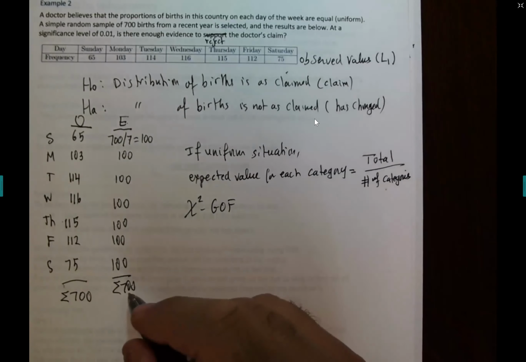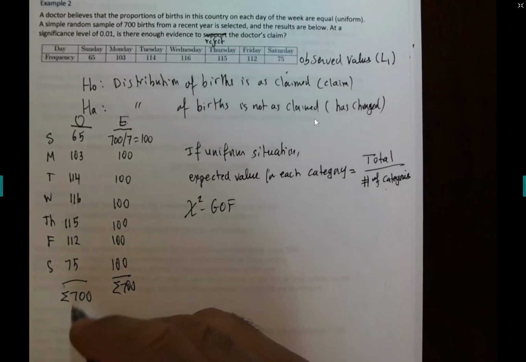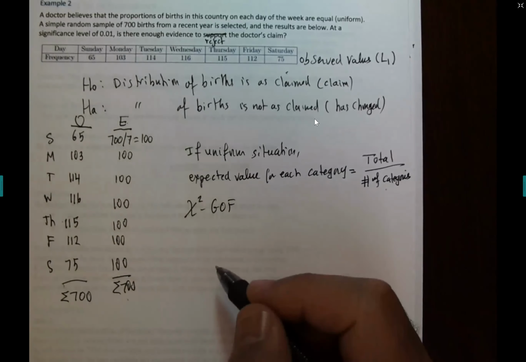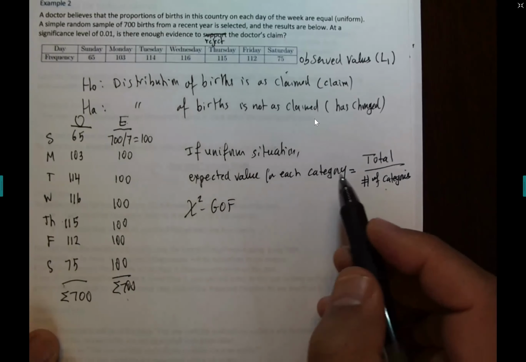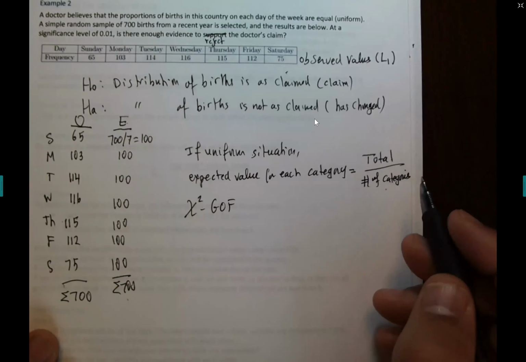If you don't get a match, that means something has gone wrong. You're going to get a match here because this is something you don't touch. It's done for you. But for this, guys, you better make sure that you get the 700 here. In a uniform situation, to find the expected value for each category, you just take the total and divide it by the number of categories.